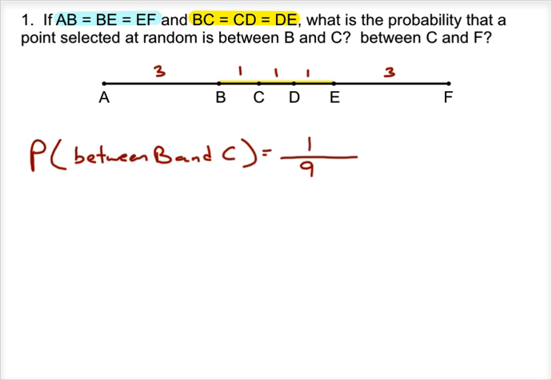Now let's look at the probability for the next part. What's the probability that it's between C and F? Again, it's going to be a fraction. The distance from C to F is a total of 5, out of a grand total for the entire number line of 9, and that doesn't reduce. So the probability that a point randomly chosen is between C and F will be 5/9.